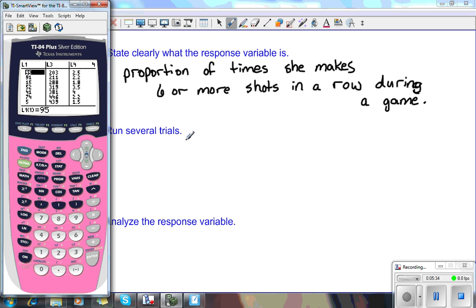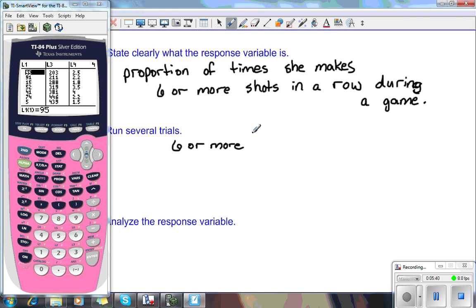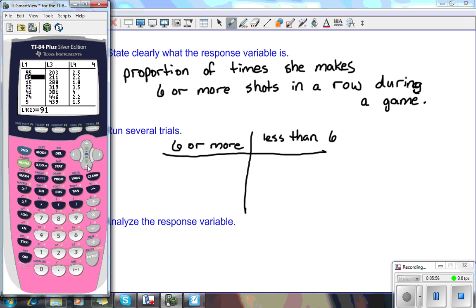Now, remember what I'm looking for. I'm looking for 6 or more, less than 6. And I'm going to just make a little tally mark. So let's scroll down here. What I'm looking for are 6 or more that are between 1 and 65. So, no. Nope. So there's 1, 2, 3.